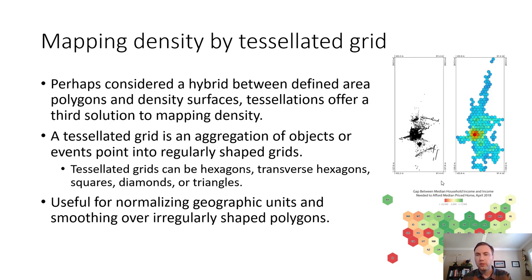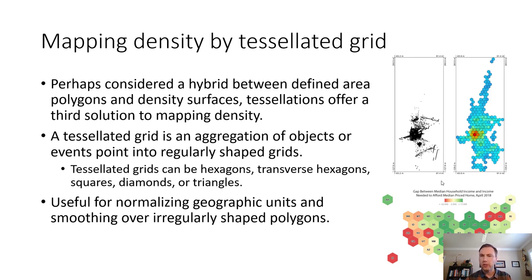So it's similar to what we just did in the sense that it's about aggregating to some area, you know, just like when it comes to defined location. But it also spreads out the data beyond some defined space. So tessellated grids can be, as I said, hexagons, transverse hexagons, squares, diamonds, triangles. And it's useful, that's a key thing, it's useful for normalizing irregularly shaped geographic units.